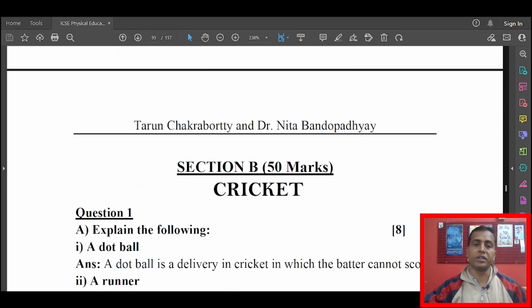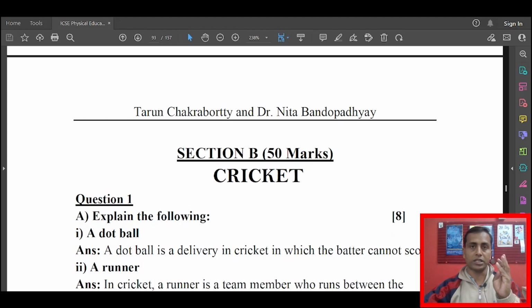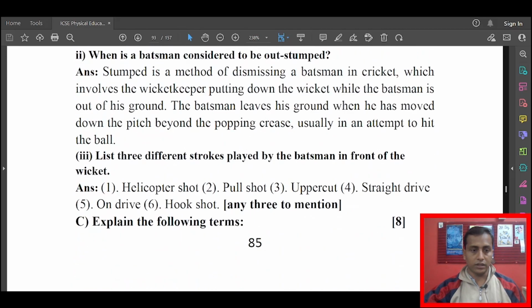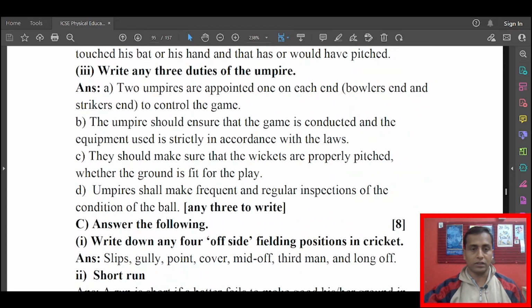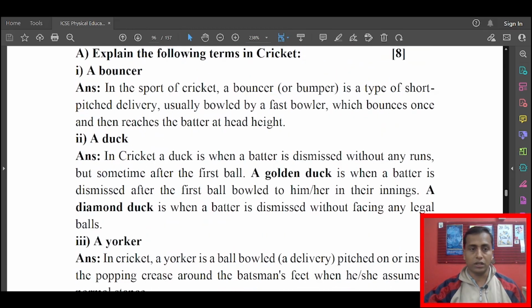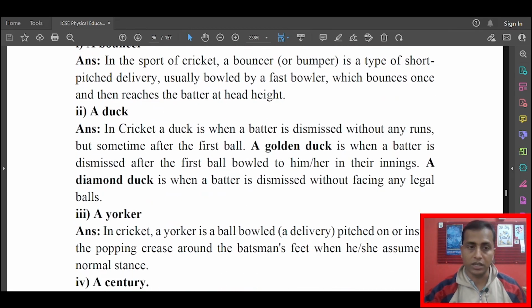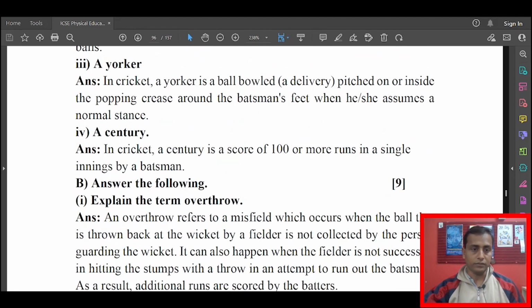In section B, as I mentioned, in this book the questions are given from cricket, football, basketball, badminton and volleyball. So from cricket, how many questions given, you can see question number 1. There are 8 questions given from cricket. This is how the question and answer have been made. 8 questions for each and every game have been given.